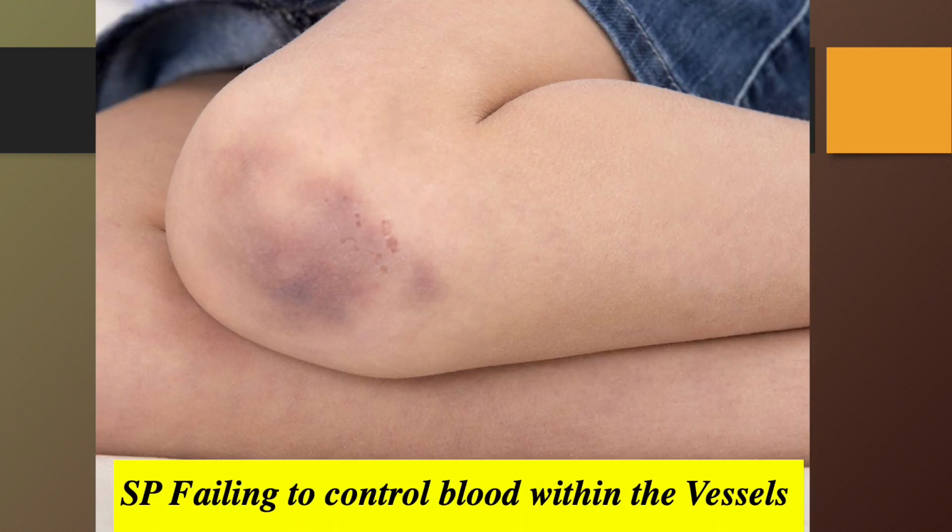Spleen failing to control blood within the vessels. The spleen failing to control blood within the vessels manifests as bleeding conditions due to spleen deficiency. The main contributing factors are chronic conditions and overexertion.